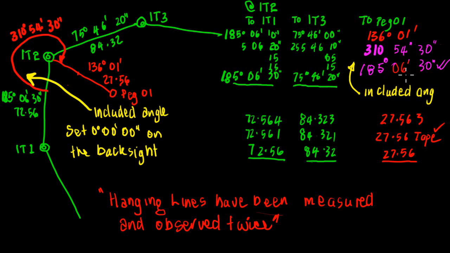If, however, you do get a problem, what I would do is reorientate on the backsight and check my face left bearing, 2 to peg 1. Similarly with the distance, the first measurement here is the actual measurement you would use. The second is just a check, so it just needs to be within 10 mils or so. So that concludes my little video on included angles and hanging lines.